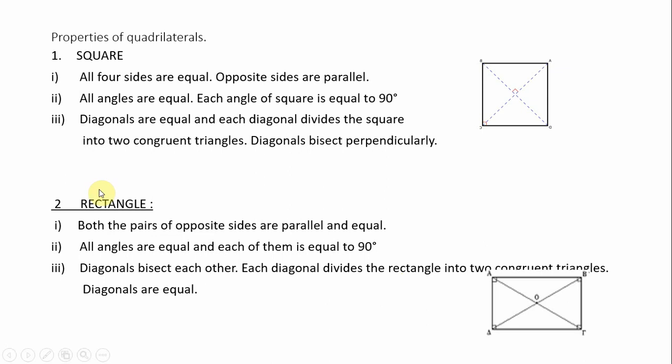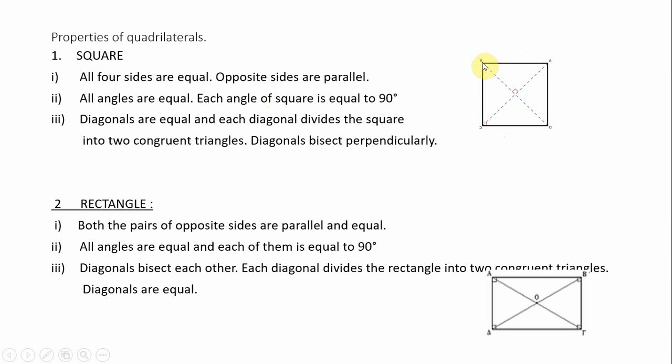Now, what is meant by a square? This is the shape of a square. This is the shape of a square. In a square, all the 4 sides are equal and opposite sides are parallel. See, what are the opposite sides? This is one side, this is one side, this is one side, and this is one side, right? So here you can see the 4 sides, and all the 4 sides are equal, opposite sides are parallel.